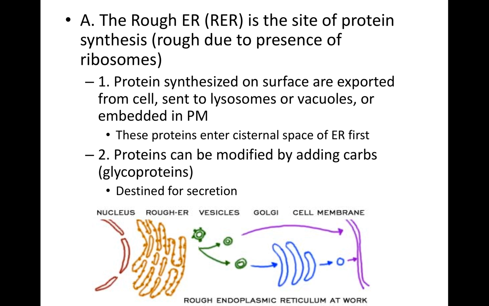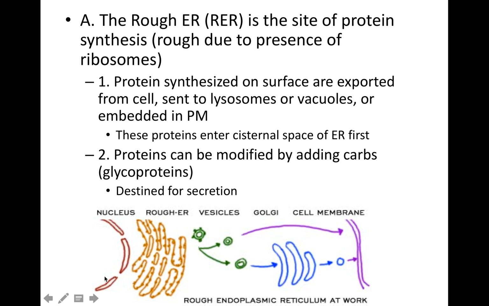Proteins can be modified by adding carbs, and as a result, instead of just having a protein, you get a glycoprotein. A lot of times, glycoproteins are destined for secretion. So this part right here says these proteins enter the cisternal space of the ER first.